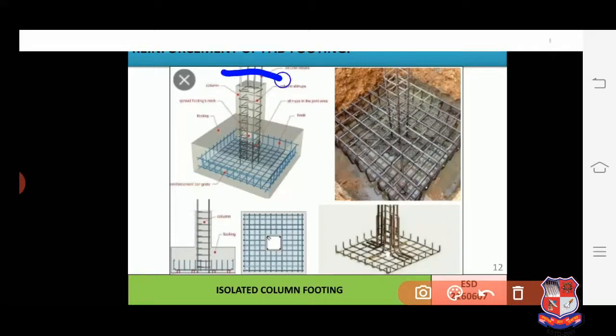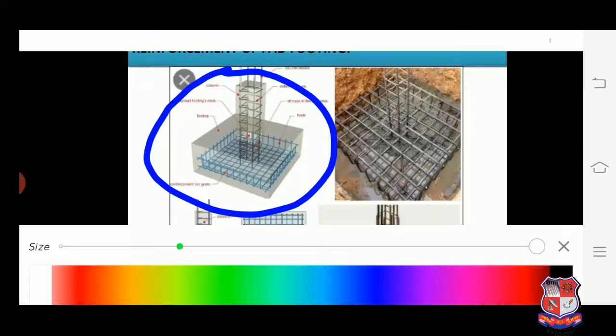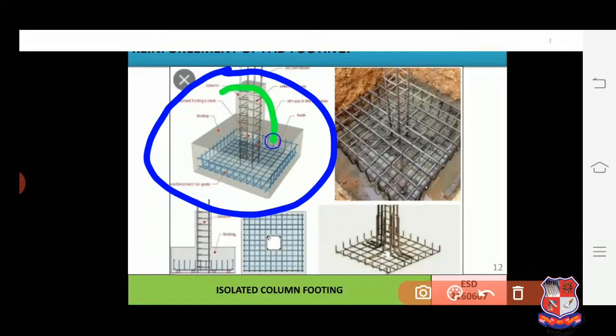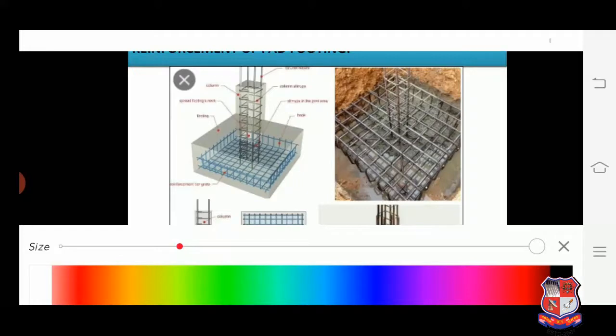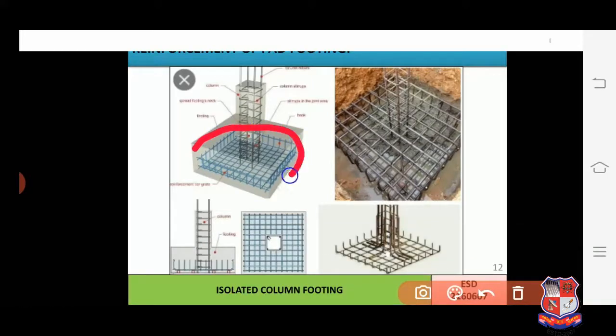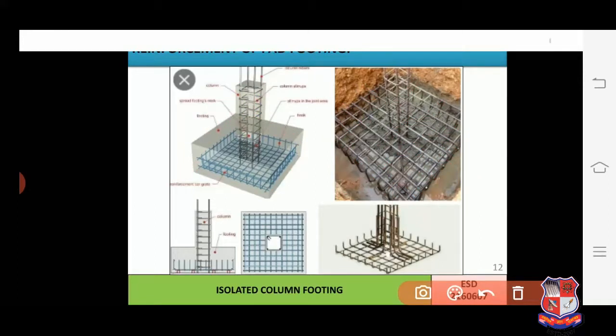Over here in 3D view we can easily identify that these are the reinforcement of column. See these lateral ties and the vertical reinforcement, that is longitudinal reinforcement, while this is the reinforcement of footing. Now the bars are provided along both directions, we can see like this and like that. Okay, so what does footing do? It transfers the load from the column, that is from over here, to the foundation, that is the soil below it.